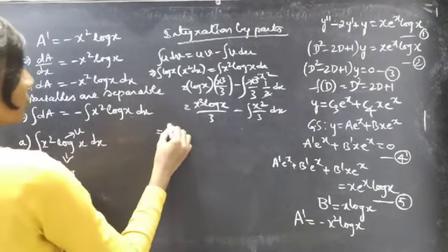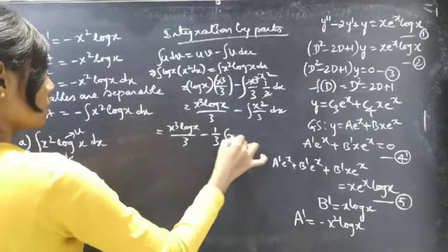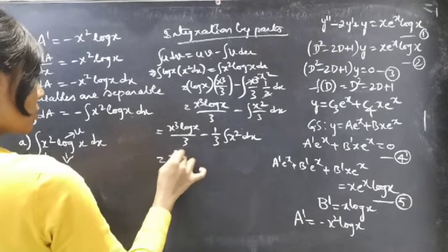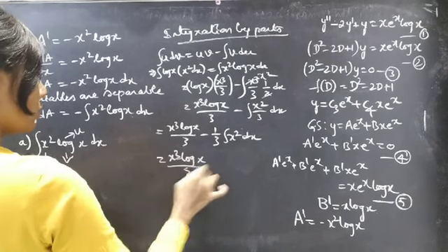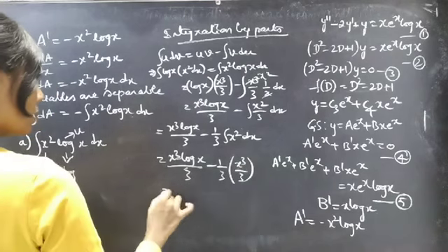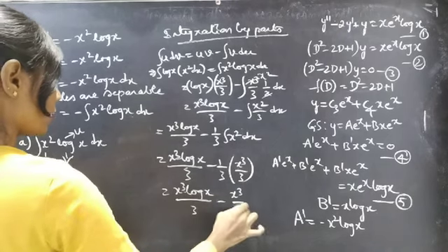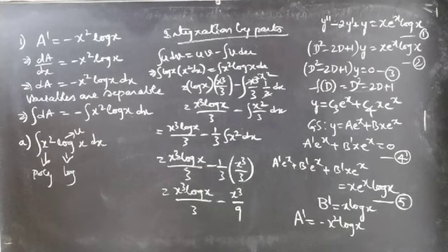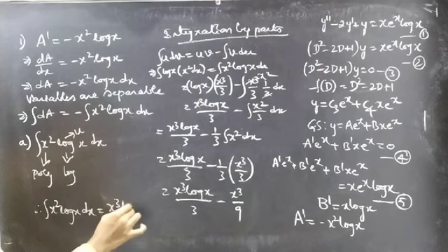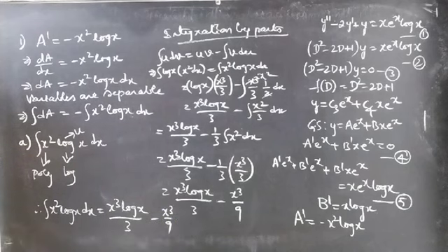You can just write this as x cubed log x by 3 minus 1 by 3 integral x square dx, which equals x cubed log x by 3 minus 1 by 3 into the integral of x square with respect to x, which is x cubed by 3. This gives us x cubed log x by 3 minus x cubed by 9. Therefore, integral x square log x dx is x cubed log x by 3 minus x cubed by 9.